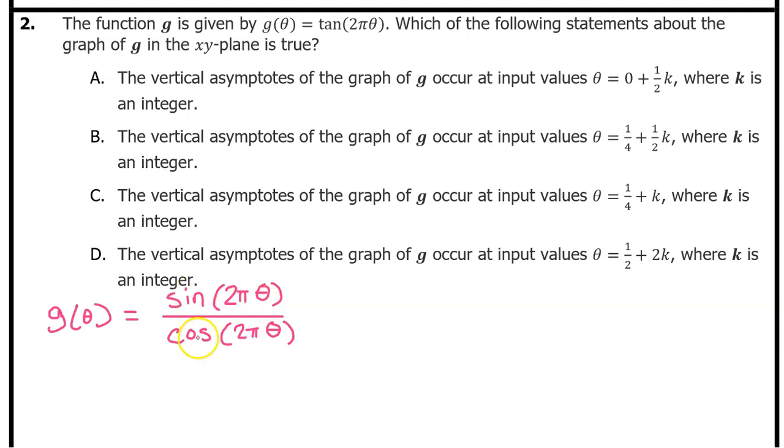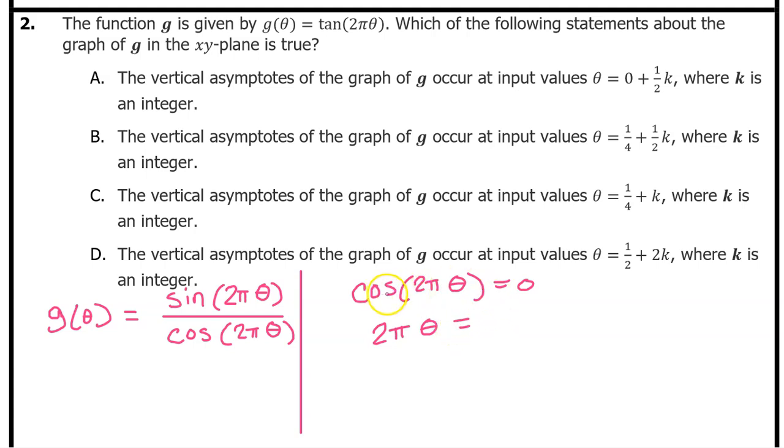Tangent is sine over cosine, so g of theta can be written as the sine of 2 pi theta over the cosine of 2 pi theta. G of x will have a vertical asymptote wherever it is undefined, in other words, wherever the denominator is equal to 0. So we can find the vertical asymptotes by setting cosine of 2 pi theta equal to 0 and solving. First, we solve for the inside expression, so we need to find the possible values of 2 pi theta.